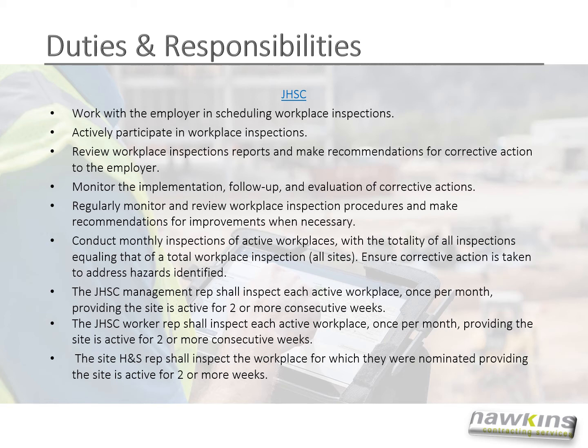Ensure corrective action is taken to address hazards identified during those inspections. The Joint Health and Safety Committee management rep shall inspect each active workplace once per month, providing they are active for 2 or more consecutive weeks. The Joint Health and Safety Committee worker rep shall inspect each active workplace once per month, providing they are active for 2 or more consecutive weeks. And the Site Health and Safety rep shall inspect the workplace for which they were nominated, providing the site is active for 2 or more weeks.